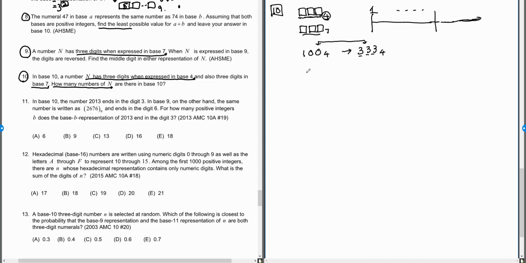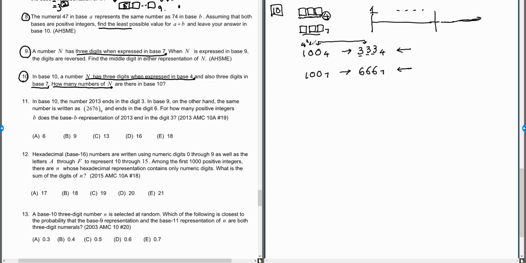Now in base number 10, 100 is the smallest 3-digit number, and the largest one will be 666 in base number 10. So we're going to find all the base 10 numbers that are 3-digit when expressed in base number 4 and also 3-digit in base number 10. So we're going to find these numbers. Starting from 100 in base number 4, when you change it to base number 10, how much is it?